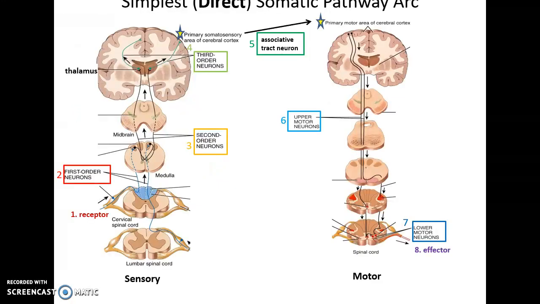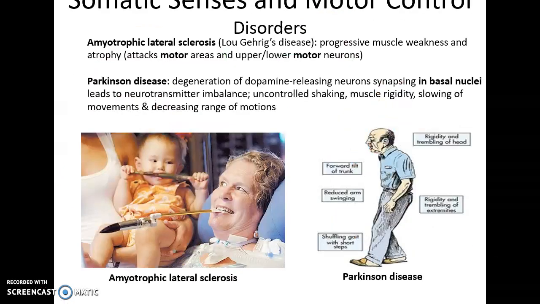Again, the direct tract would have the receptor that may be the first order sensory neuron that then synapses with the second order sensory neuron, that synapses with the third order sensory neuron that reaches the primary somatosensory area of the cerebral cortex, passes through an associative tract neuron to the primary motor area of the cerebral cortex, that then goes by an upper motor neuron down to a lower motor neuron down to the effector. That's as minimal as you can get.